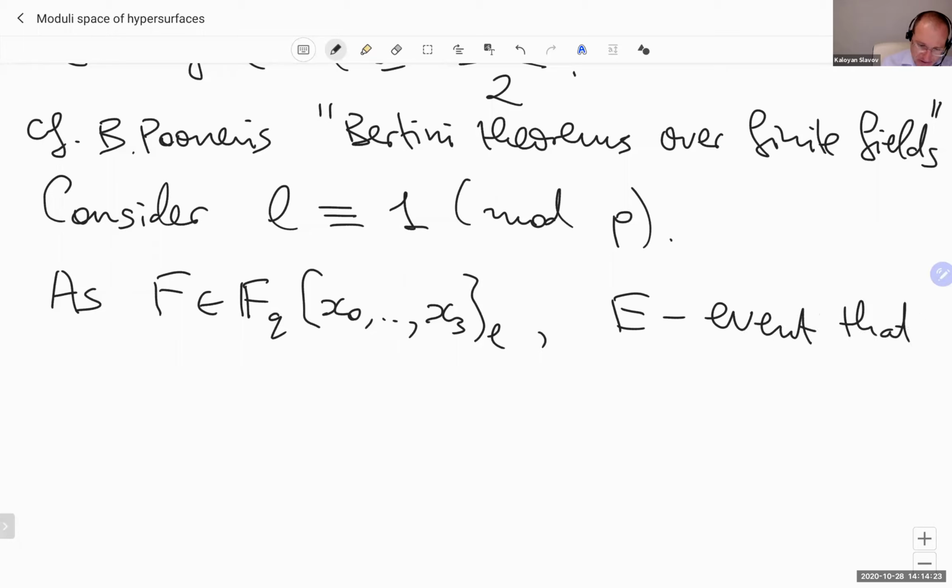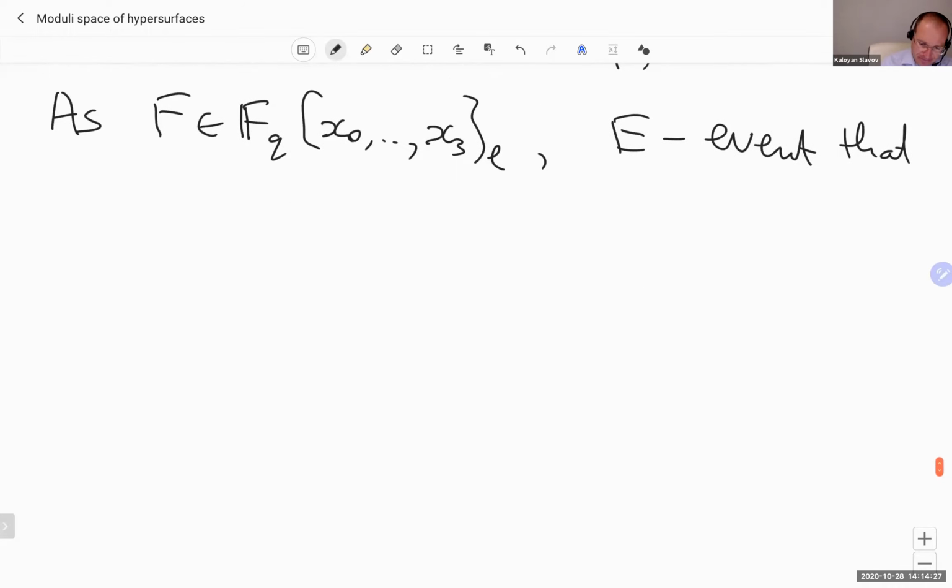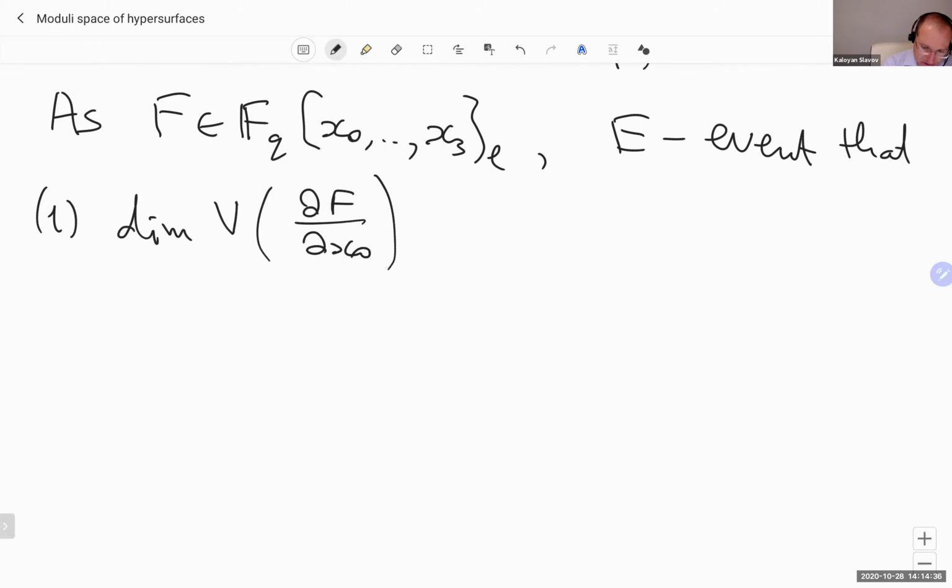Event E is that all of the following 3 items take place. Number 1, the dimension of V of df dx0 is equal to 2. That's pretty easy to achieve as long as df dx0 is a non-zero polynomial. As long as this partial derivative is not identically zero, this vanishing locus will be two-dimensional. Number 2, the dimension of V of df dx0, df dx1 is equal to 1.